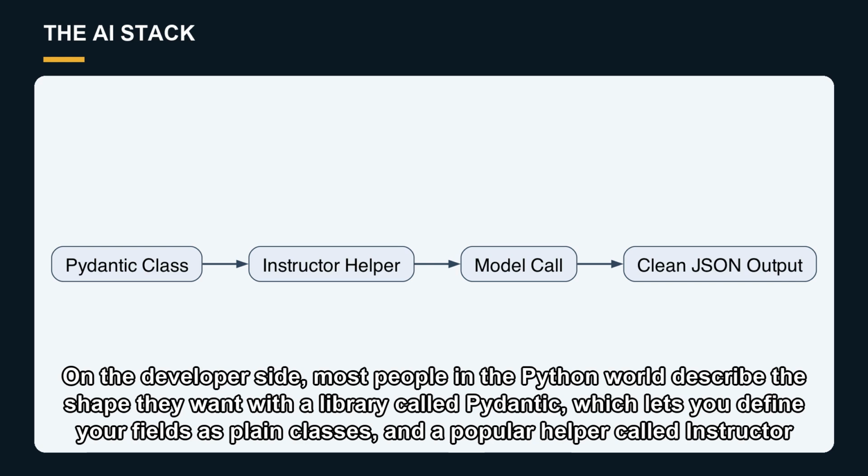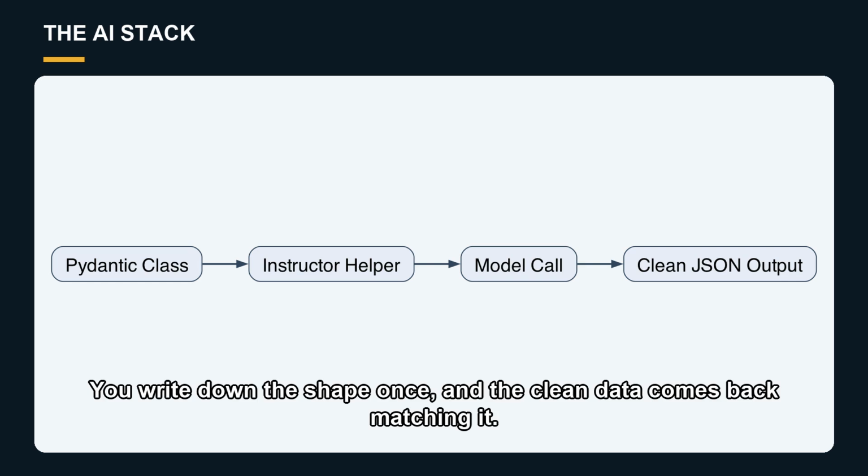On the developer side, most people in the Python world describe the shape they want with a library called Pydantic, which lets you define your fields as plain classes, and a popular helper called Instructor wires that straight into the model. You write down the shape once, and the clean data comes back matching it.